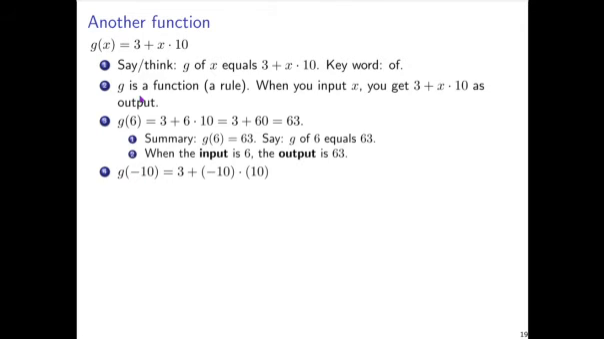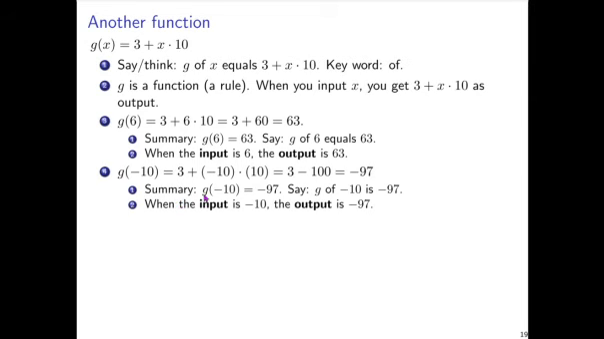g of negative 10. So let's plug in a negative 10 for each x. So 3 copied, plus copied, x replaced with negative 10, times sign copied, the 10 that's here copied. I know it looks like there's two 10s here, but one of the 10s was just copied from the formula for g. The other 10, it's actually a negative 10, was because the question was g of negative 10, and then simplify using the order of operations to get to negative 97. So g of negative 10 equals negative 97. In words, when the input is negative 10, the output is negative 97.